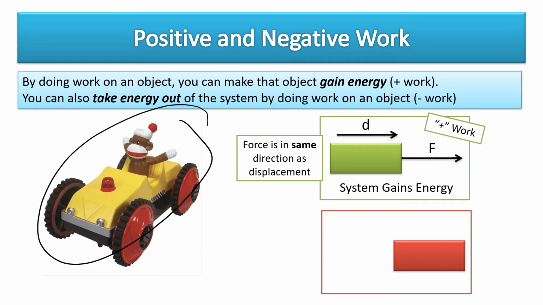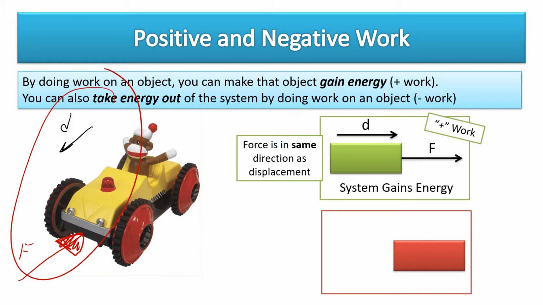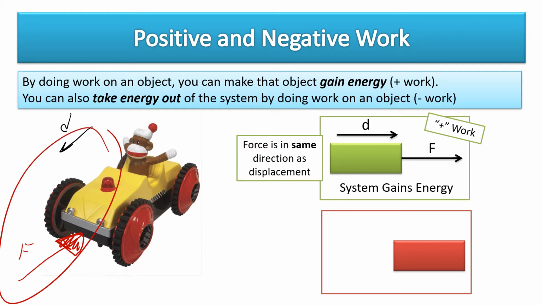I could also slow this thing down if I exert a force with my hand. Now I push on the cart in the opposite direction from its displacement. So the cart is still moving this way, but I want to slow it down, and I exert a force in the opposite direction of the displacement. And I slow it down. So that means it's not moving as fast. That means it lost kinetic energy. How did it lose kinetic energy? Because I did work on the system.